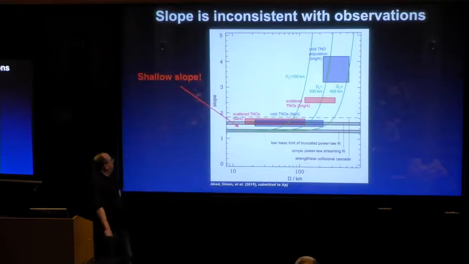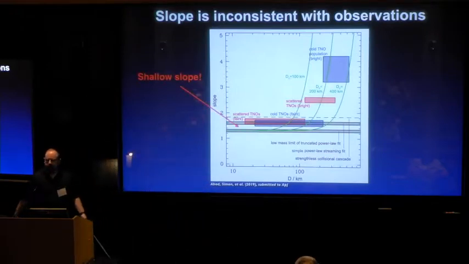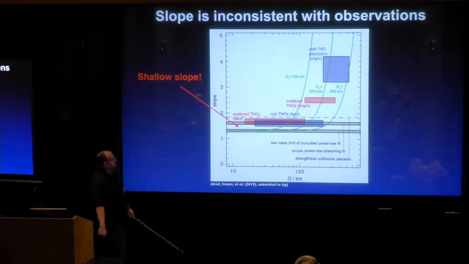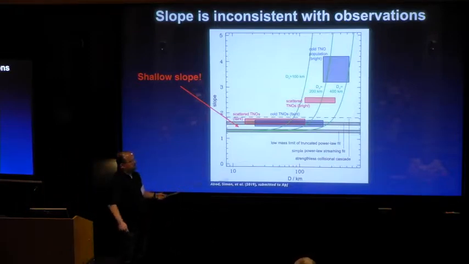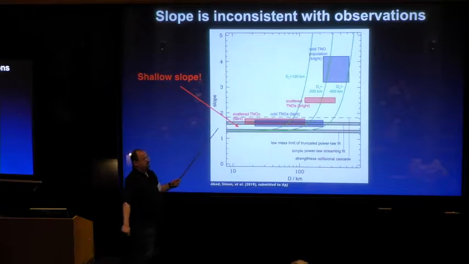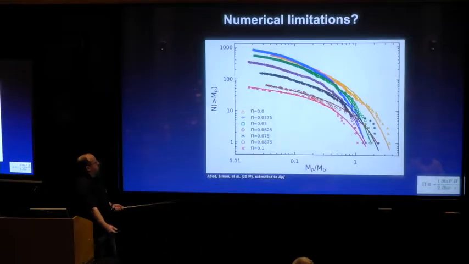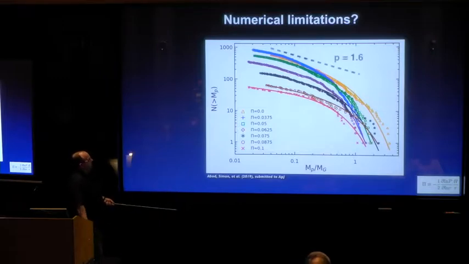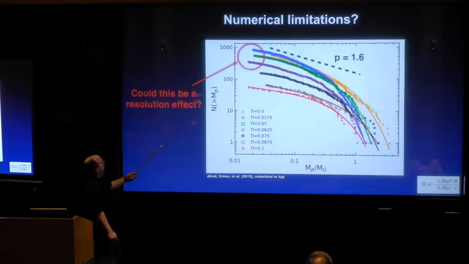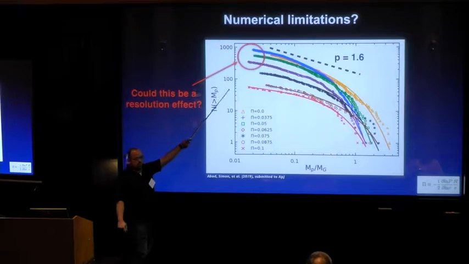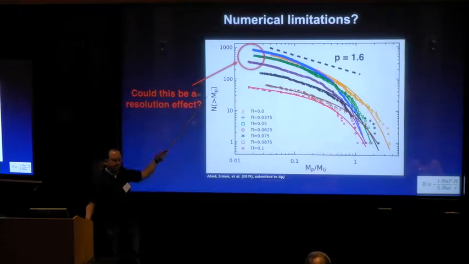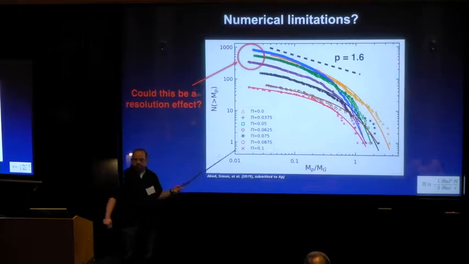A shallower slope in our simulations compared to observations suggests, unless the observations are wrong, which is possible, that maybe something is wrong in our model. One possibility is that there's a resolution effect at the lowest mass end. It's somewhat speculative, and we haven't looked into this yet.